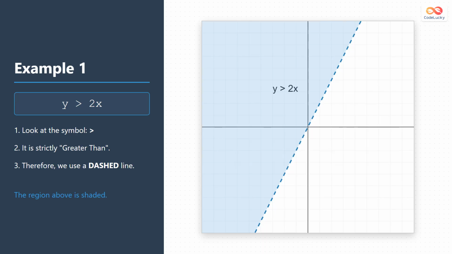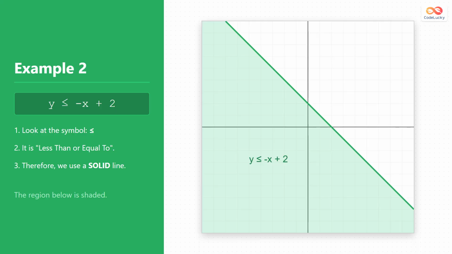Let's try a real example. We need to graph y is greater than 2x. Look at the symbol. It is strictly greater than, there is no line underneath it. This means we must draw a dashed line. Any point in the shaded blue region is a solution, but points on the line itself are not.